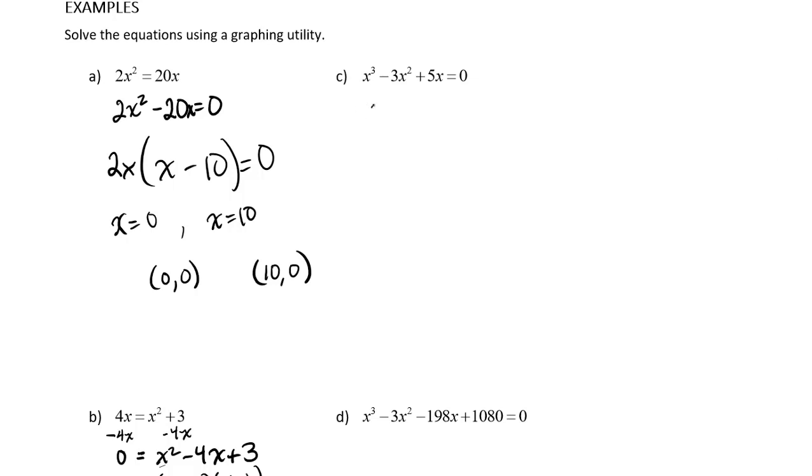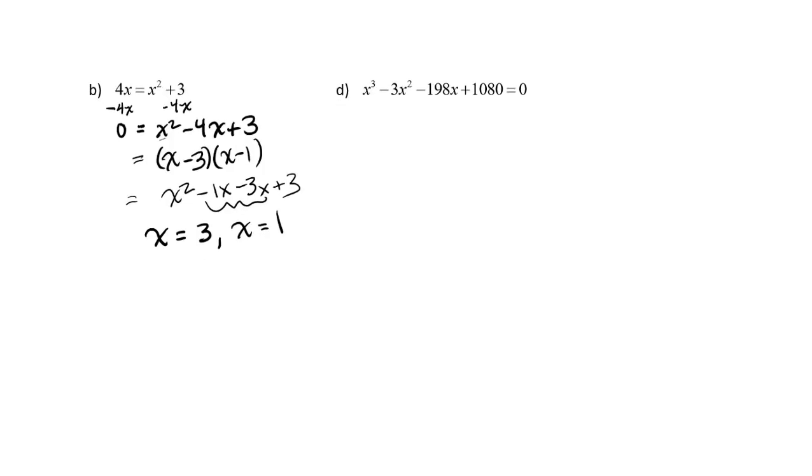Let's factor out the common factor x. This will give us x squared minus 3x plus 5. If we were to try and graph just this factor here, we would see that this does not have any real roots. Therefore, the only solution to C is x equals 0.